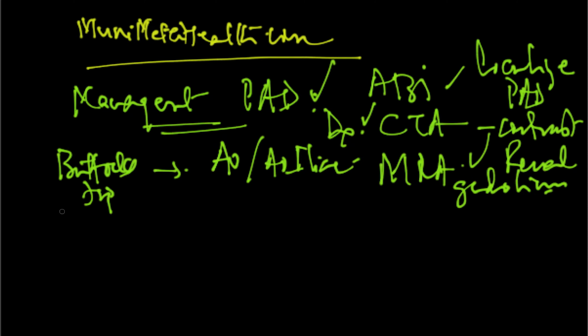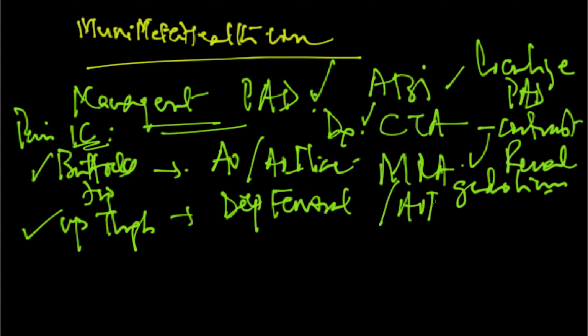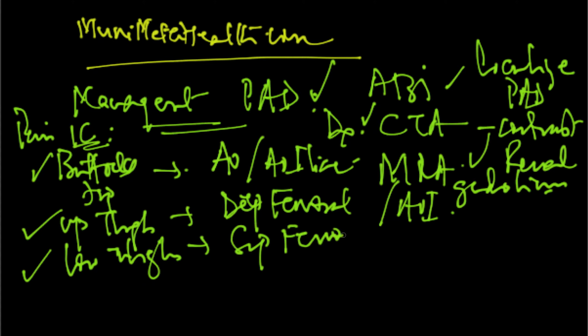The second thing is if the patients have pain, this is pain or claudication. We are talking about intermittent claudication. So one is buttocks and hips. Second is upper thighs. If it's occurring in the upper thighs, where do you think your obstruction is? Well, it's in the deep femorals, remember that, or also in the aortoiliac regions. And third, if it is occurring in the lower thighs, then the superficial femorals could be involved.